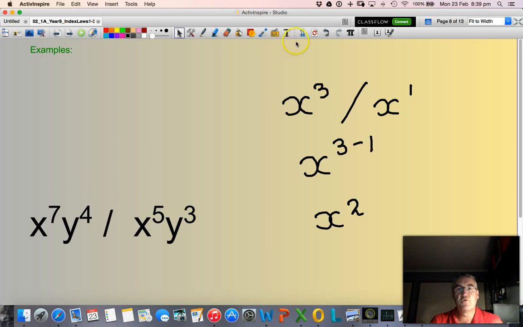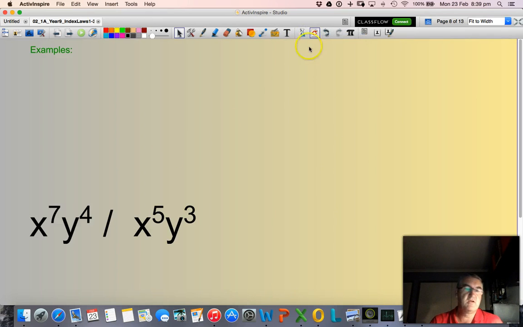Now you notice they're just progressively getting a little bit more complicated. So this time I have 2 different bases, a base of x and a base of y. Now, it's a little bit like eating elephants. We'll just do one piece at a time. So let's look at the x's first. I have x raised to the power of 7 over here, and x raised to the power of 5. So that will have an x raised to the 7 minus 5.